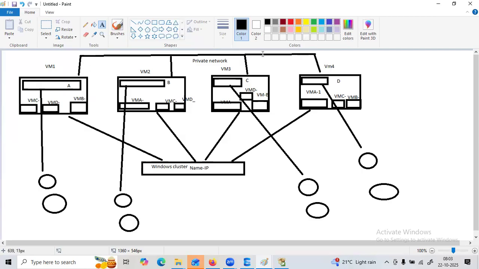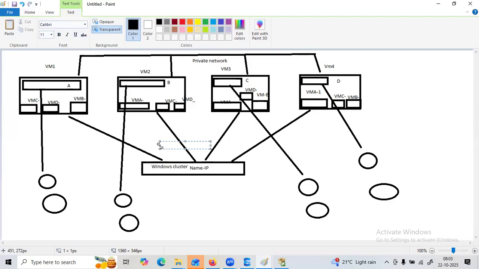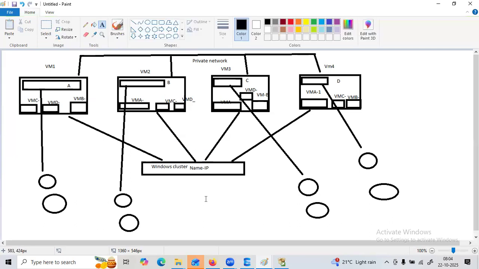So the computers are communicating over the private network. Suppose what happens is VM1 and VM2 lose the communication with VM3 and VM4. What does that mean? VM1 is not able to communicate with VM3 and VM4. The same thing, VM2 is not able to communicate with VM3 and VM4. Vice versa, VM3 is not able to communicate with VM1 and VM2, and VM4 also is not able to communicate with VM1 and VM2. So in this scenario, what will happen in the cluster? They will think these computers are down.